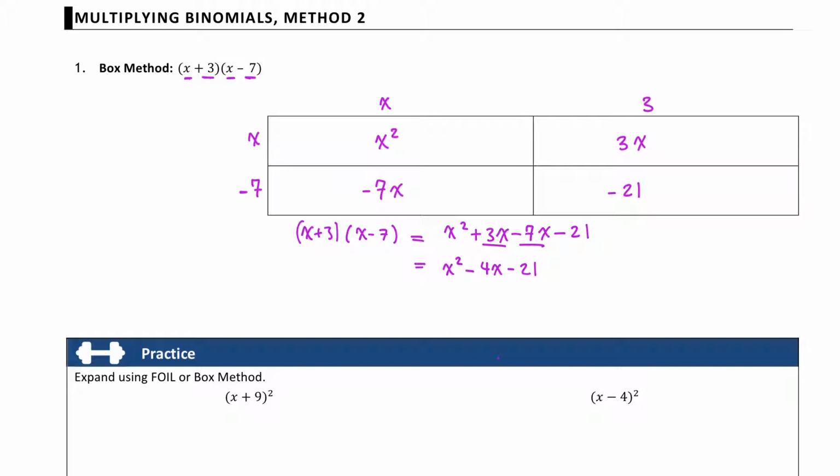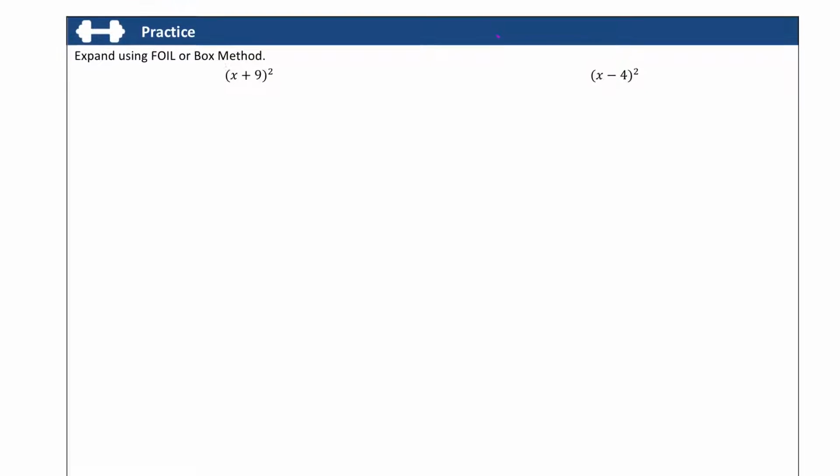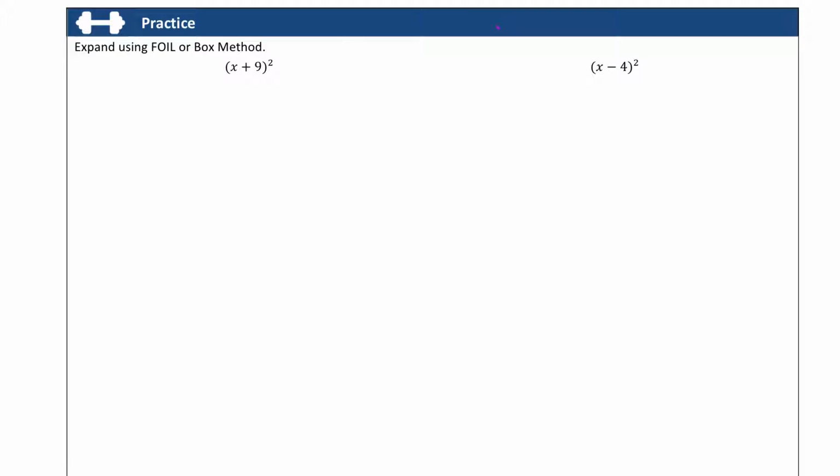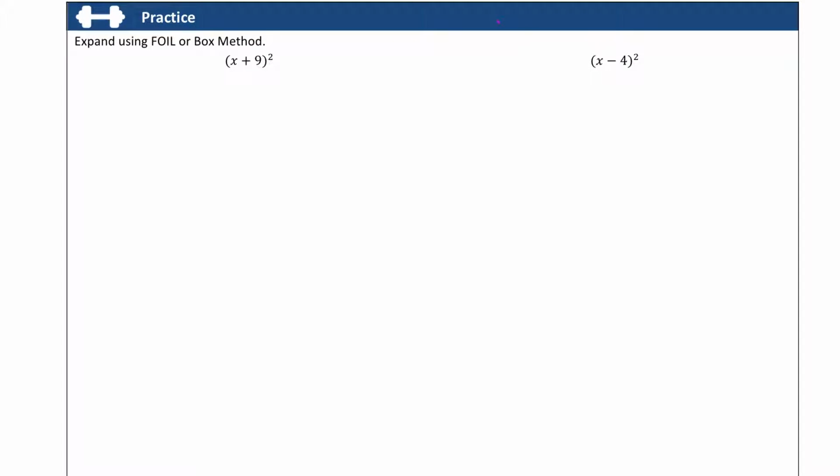And so it's a lot easier to do the method here and make sure that you're multiplying everything together using this box method. So again, this is another method of multiplying binomials. So let's take some time to pause the video, use the box method to solve these two questions, and then come back and check your solution.